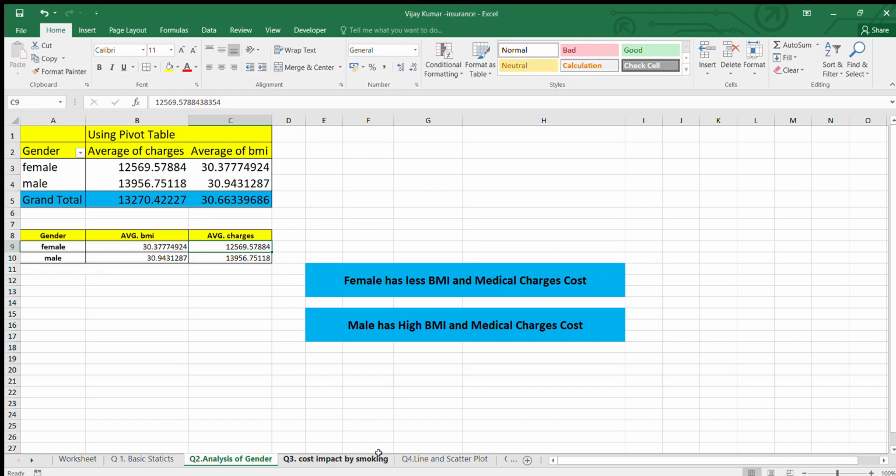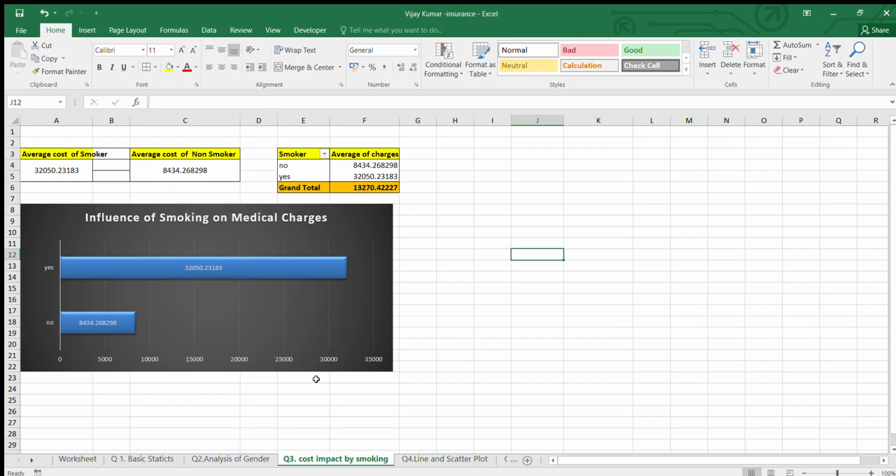So let me move to question number 3. In question number 3, they want the average function, pivot table and charts: impact of smoking on cost. So this is the value of average cost of smoker and average cost of non-smoker. The average cost of smoker is higher than the average cost of non-smoker.